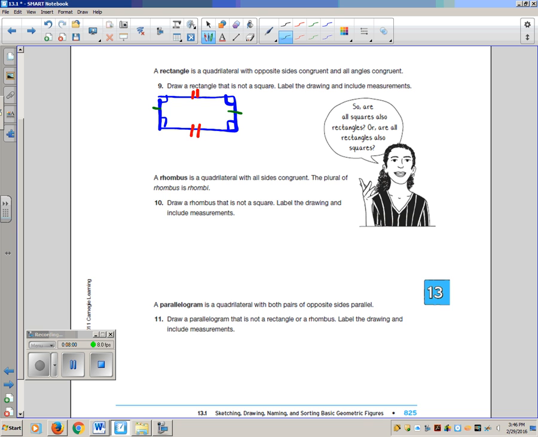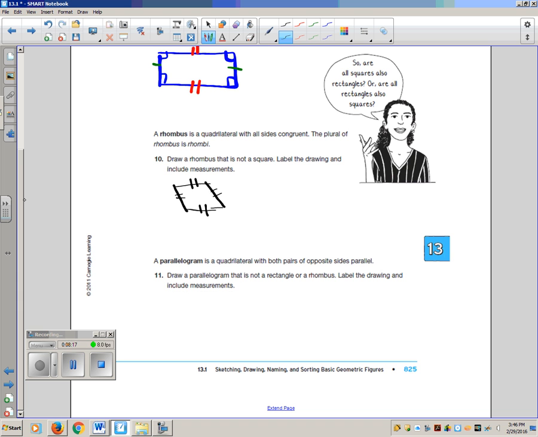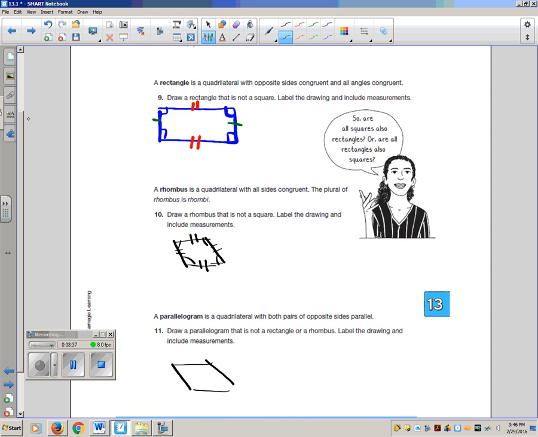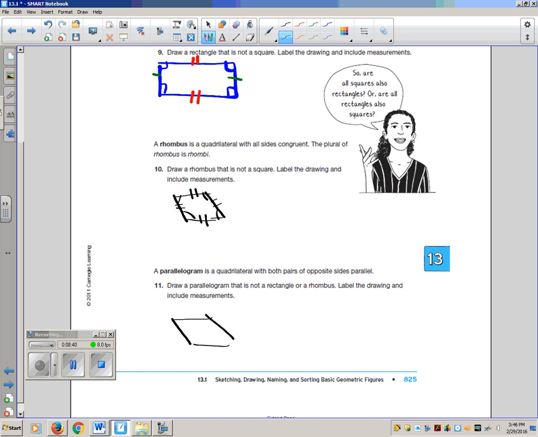Rhombus, just not a square. Sorry. Put the marks on there. 4 congruent sides. We just drew a rhombus, which is a parallelogram. So the difference between a rhombus and a square is that a square has 4 right angles. Notice these angles are not right. So here's my parallelogram. Opposite sides are parallel. A square is a parallelogram. A rectangle is a parallelogram. A rhombus is a parallelogram. Just opposite sides are parallel.